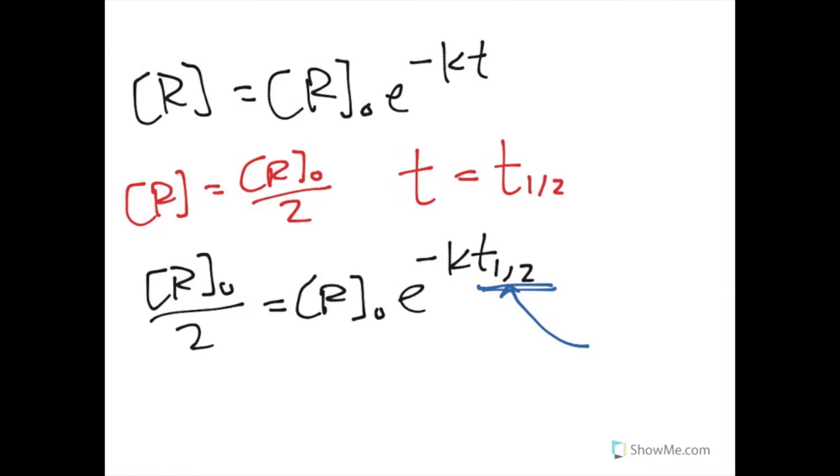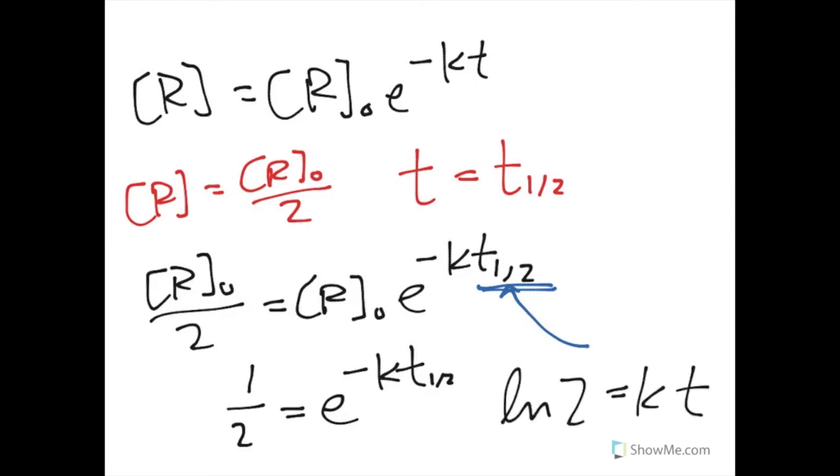We can take the inverse. First, let's cancel out R naught. So we just get 1/2 is equal to e to the minus k T 1/2. We can take the inverse of both sides and then exponentiate to get the natural log of 2 equals k T 1/2. And solving for T 1/2, we get that equal to the natural log of 2 over k.